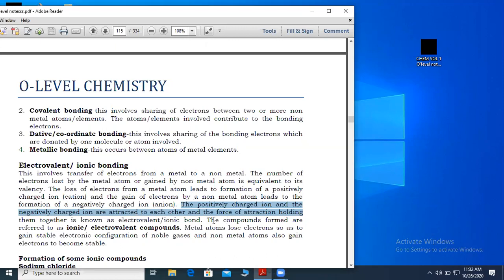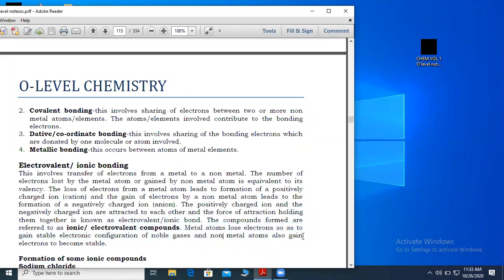and therefore there will be a force of attraction holding the two oppositely charged ions together, and the force of attraction is called an electrostatic force of attraction. So the force of attraction holding the oppositely charged ions together is called electrostatic force of attraction. So the compound formed is referred to as an ionic compound.